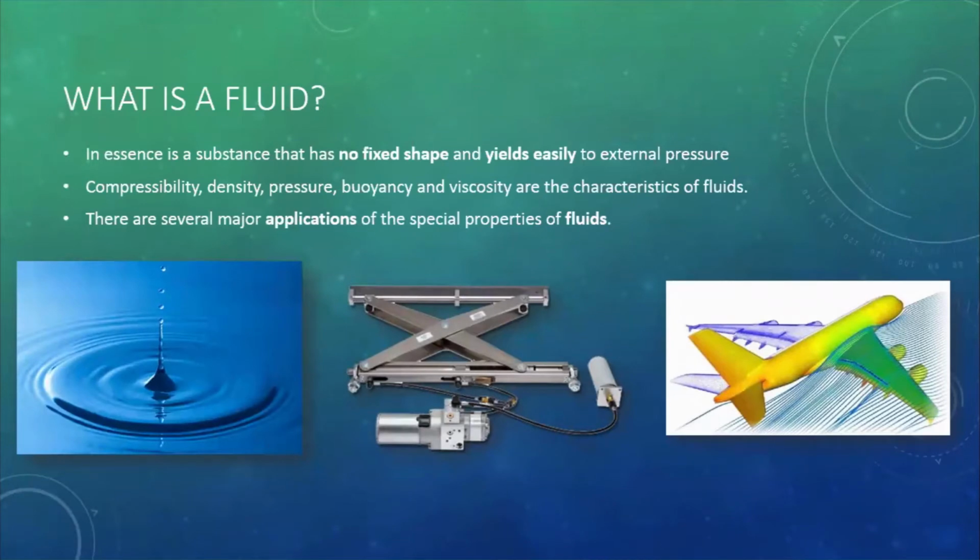What is a fluid? In essence, a fluid is a substance that has no fixed shape and yields easily to external pressure. Basically, it means that a fluid adapts to any volume independent of the shape of the object, and is easily susceptible to changes in its pressure.